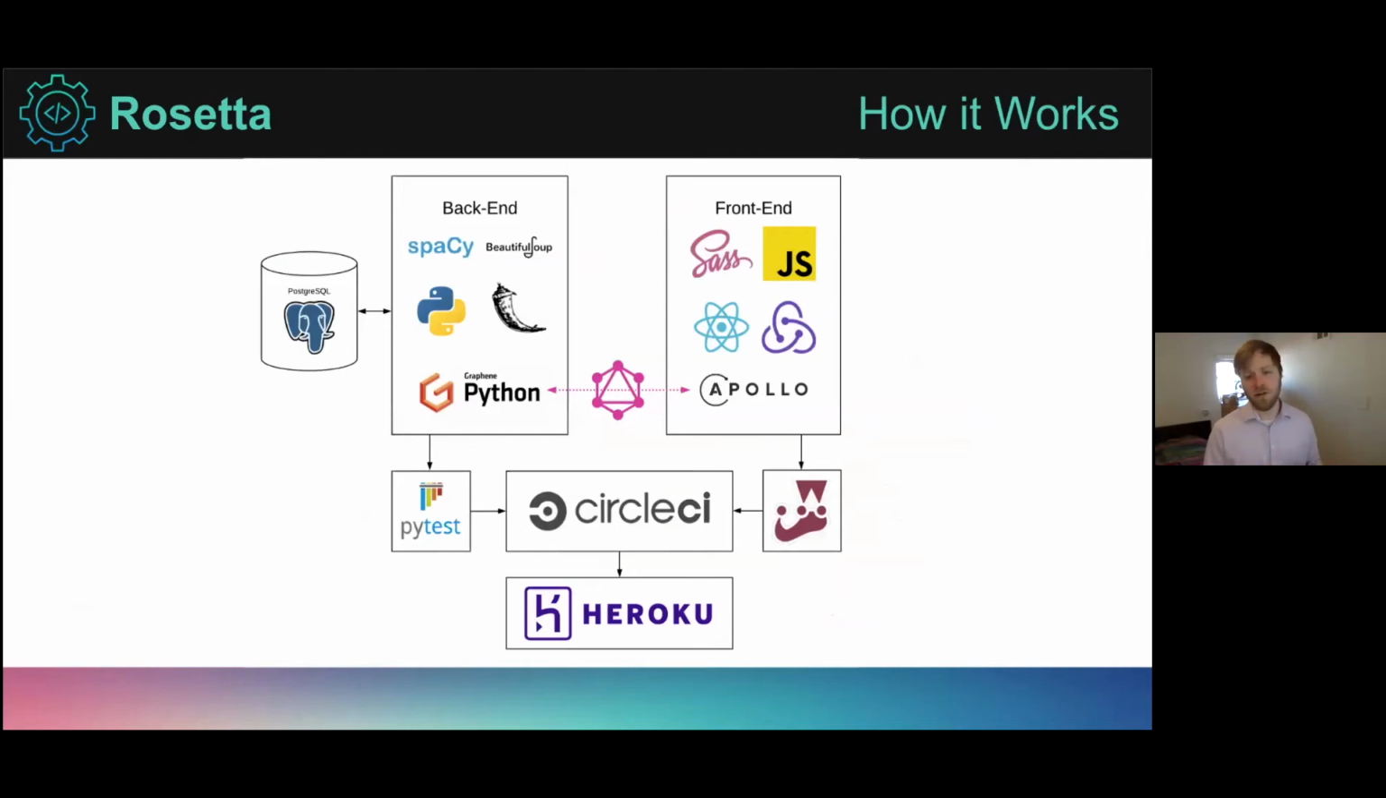Our GraphQL server was Graphene, which is queried by Apollo client on the front end. React and Redux populated our global state, React components. Sass and JavaScript were also on the front end, providing both our CSS and also our standard script. Both front end and back end were tested, PyTest on the back end and Jest on the front end. Circle CI was available for our continuous integration, and we deployed using Heroku. I'm going to pass it off here to Daniel to discuss some of our challenges and our wins.